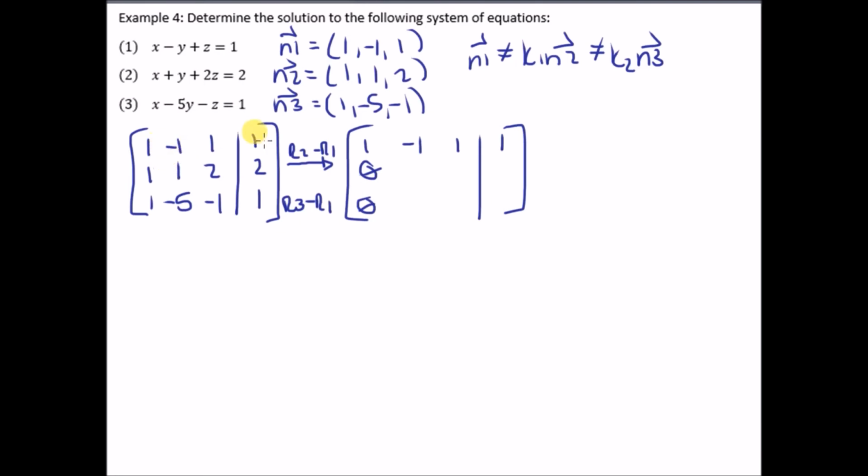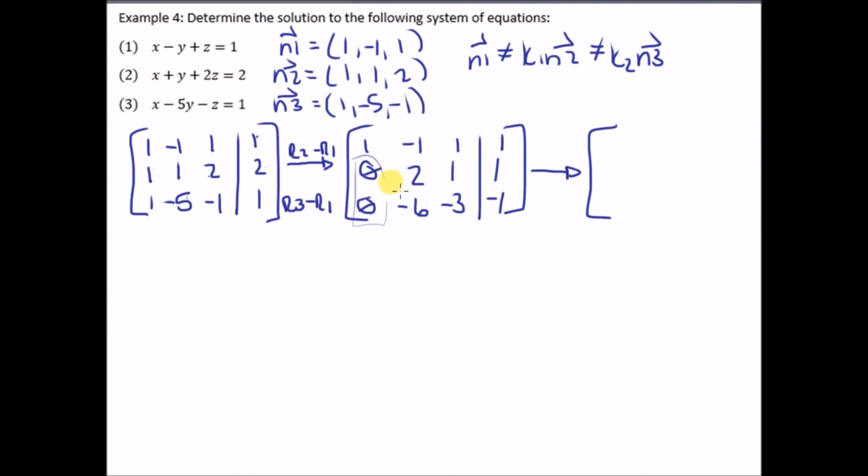1 minus -1 is 2. 2 minus 1 is 1. 2 minus 1 is 1. Okay? -5 minus 1, I get -6. -1 minus 2, I get -3. And 1 minus 2, I get -1. Okay, so I have 2 zeros here. We can now compare these two equations.